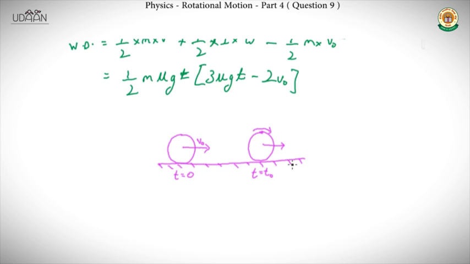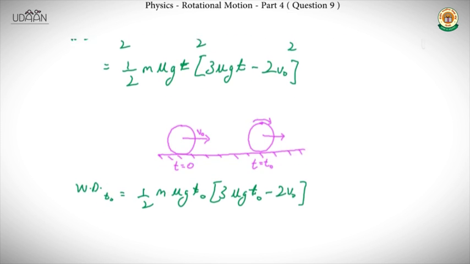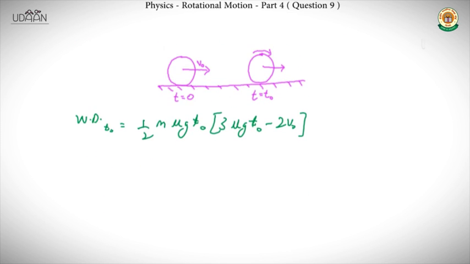So up to time t0, if we try to find out the work done by friction, we will see that work done by time t0 is given to us by half m mu g t0 into 3 mu g t0 minus 2 v naught. This will be the work done up to time t0, and if we put in the value of t0 into this expression from our previous part, we see that this comes out to be minus m v naught square by 6. Here you can see that the work done by friction is negative, as is generally the case, however not always the case.